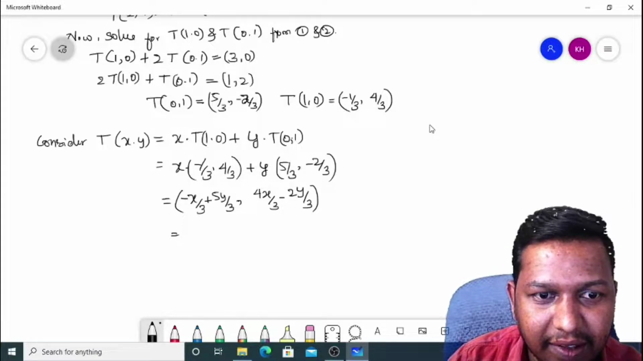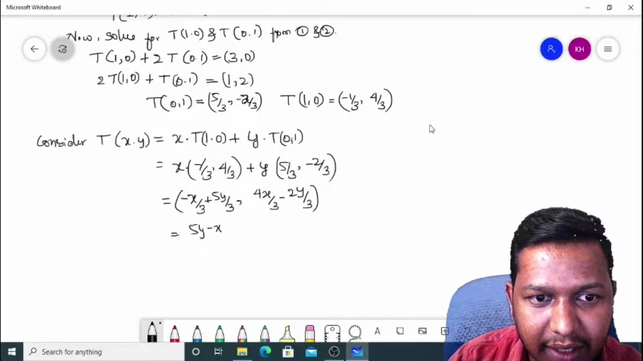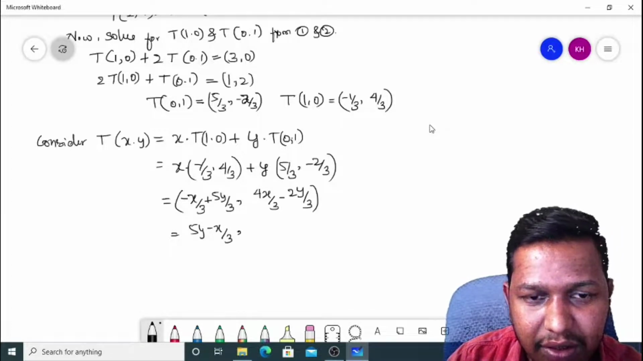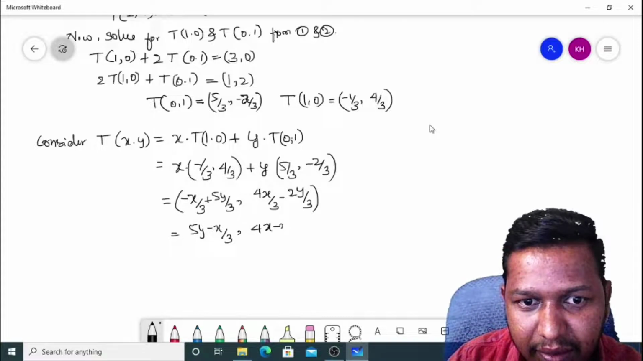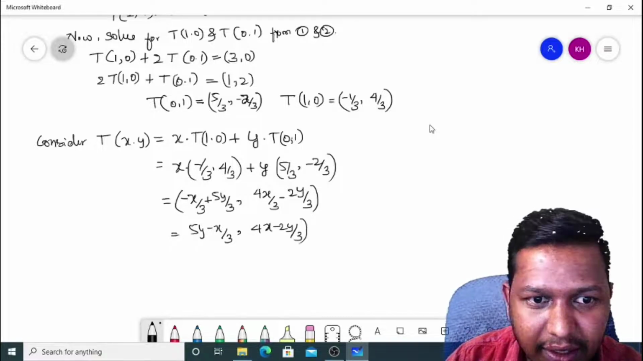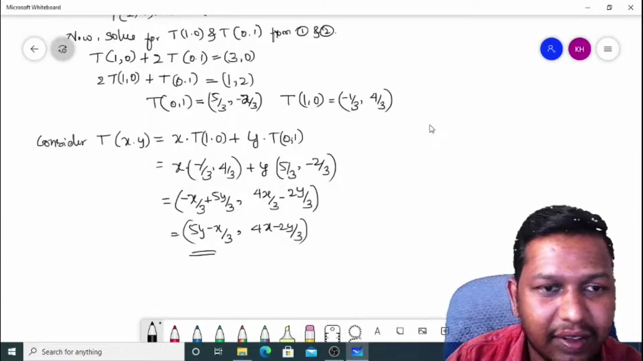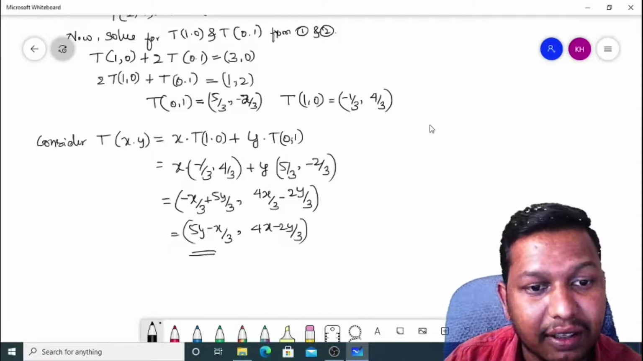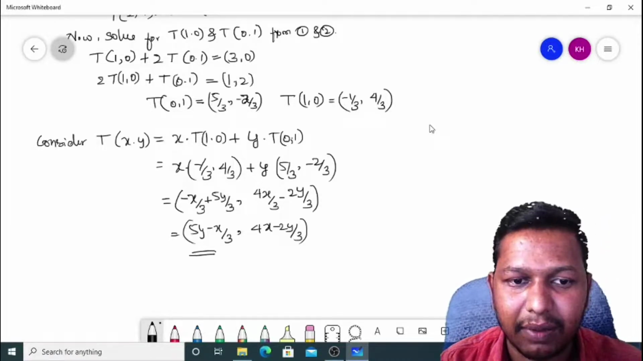So rewrite this as (5y - x)/3 as the first coordinate value and (4x - 2y)/3 as the second coordinate value. This is the required linear transformation for the given problem.